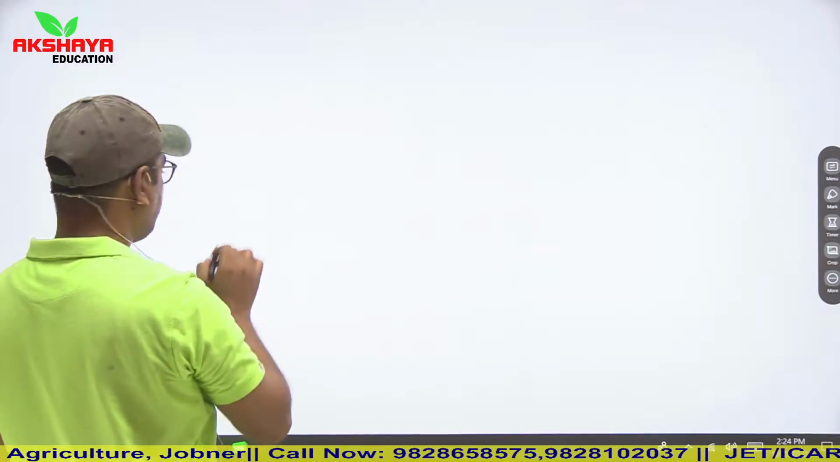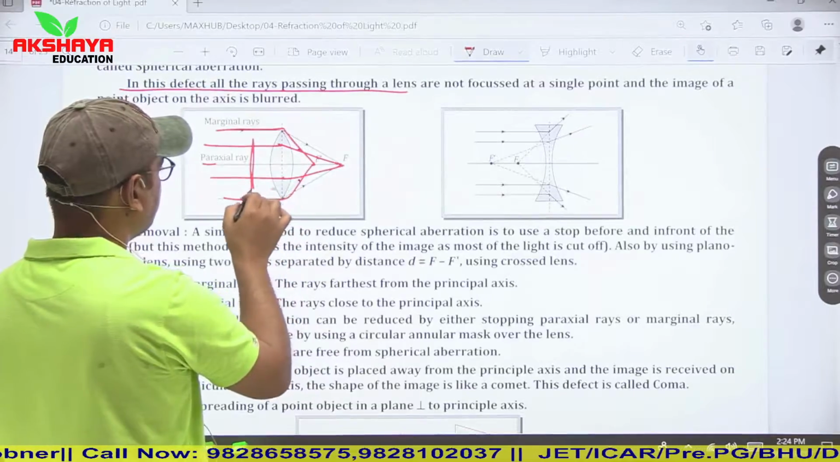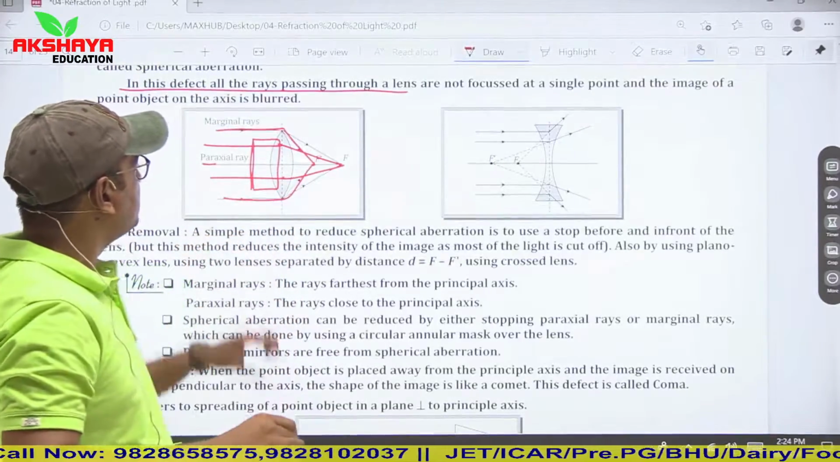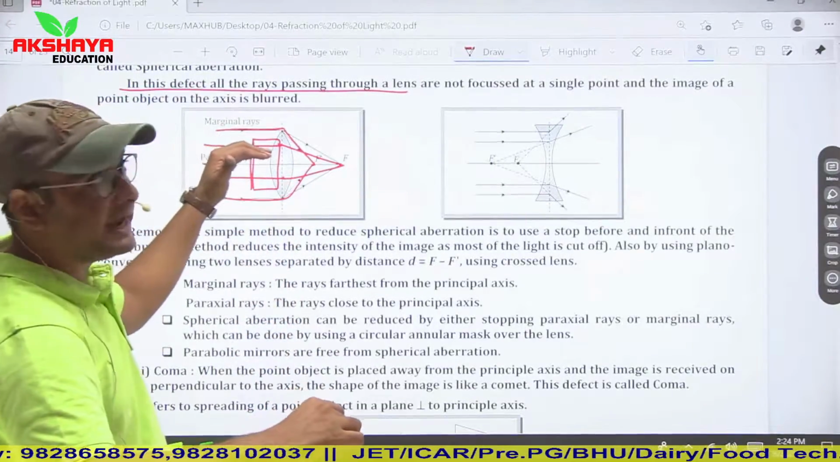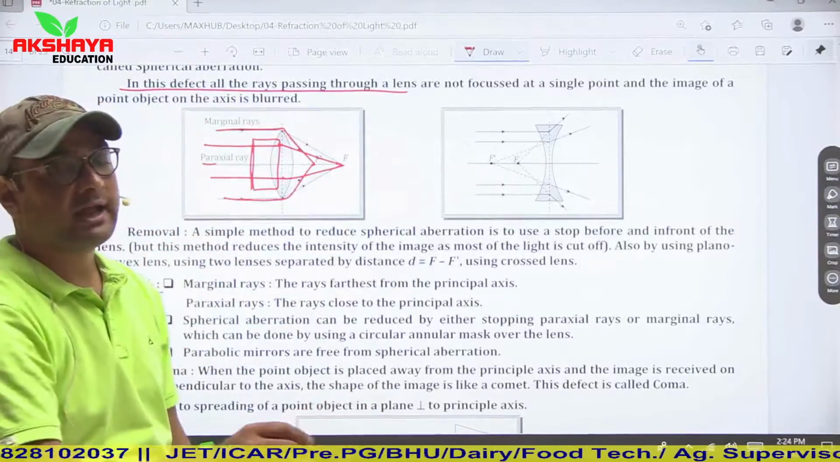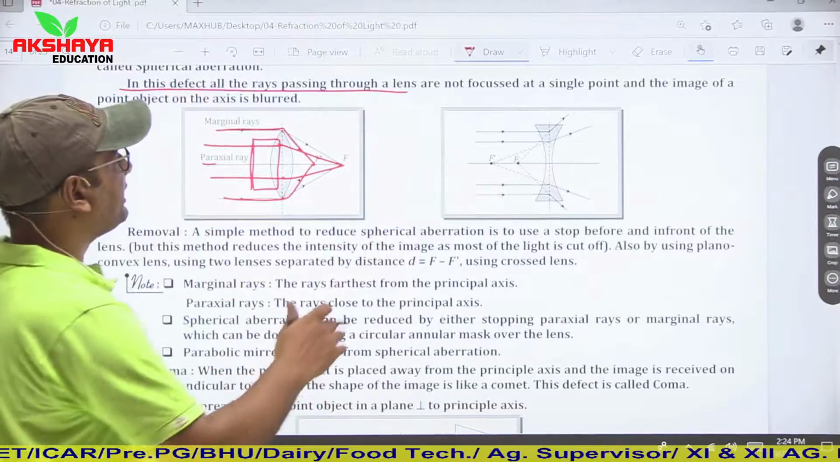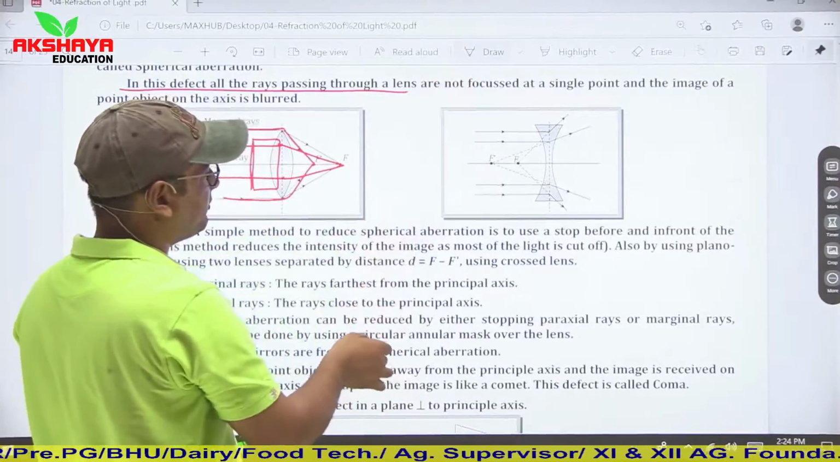We will place a stopper just before this way. So in this case, these paraxial light rays will not pass through this lens and only marginal light rays will pass and they will be focused at a particular point. Hence, this defect can be minimized or can be removed.